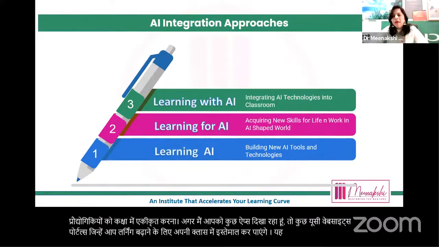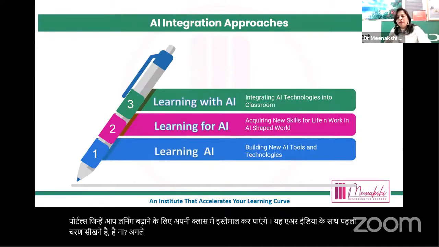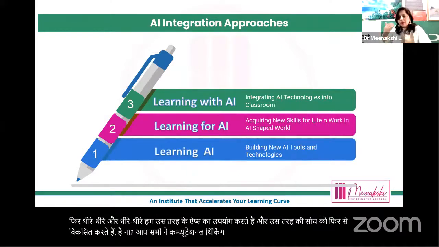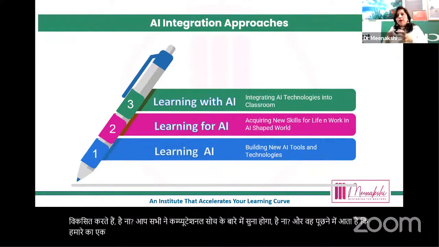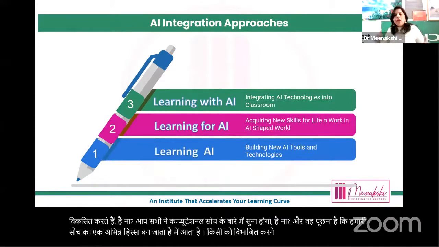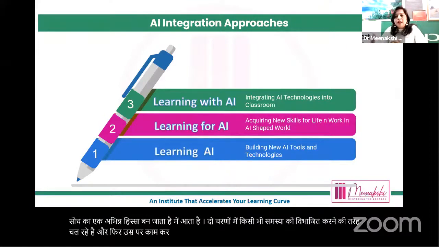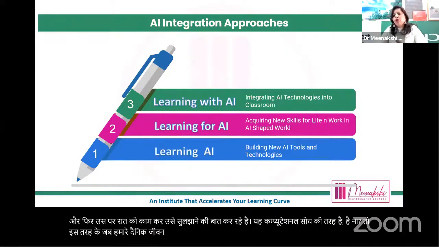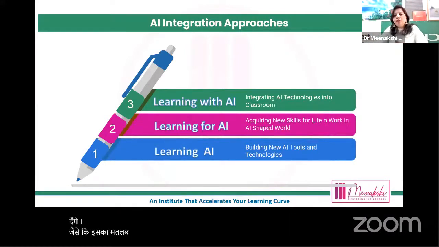Moving on to the next step is learning for AI. When slowly and gradually we use that kind of apps, we develop that kind of thinking. You all must have heard about computational thinking. That becomes an integral part of our thinking and working, like dividing any problem into steps and then working on it, solving it. That's computational thinking. When in our daily life we start reflecting that kind of methodologies, it means that we have come to another level, that is learning for AI.